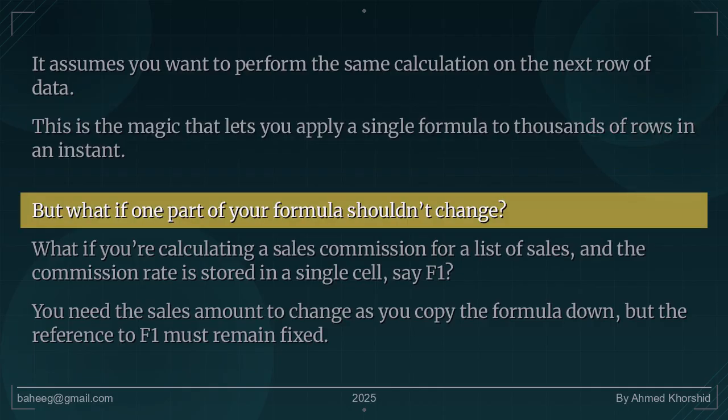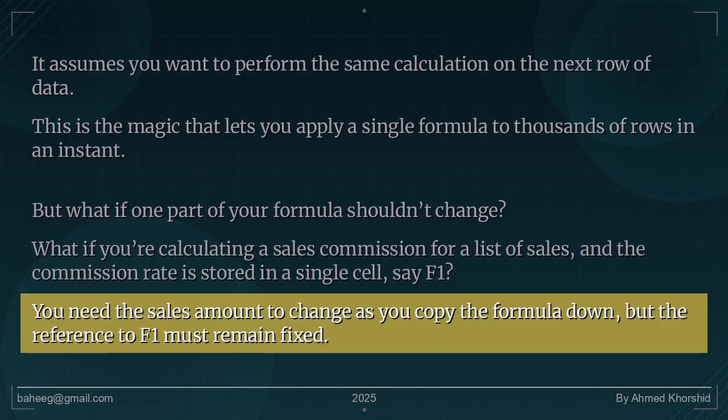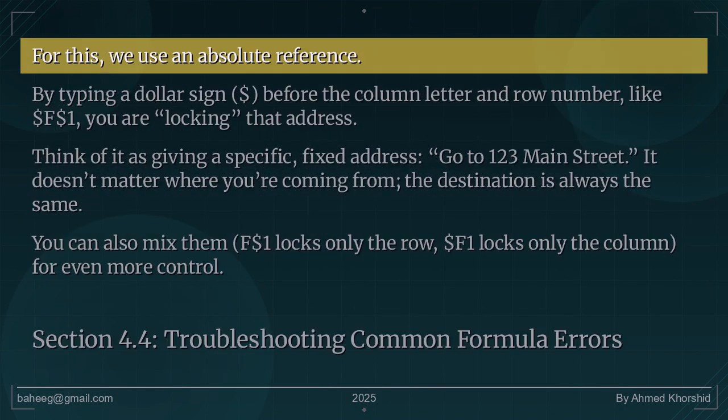But what if one part of your formula shouldn't change? What if you're calculating a sales commission for a list of sales, and the commission rate is stored in a single cell, say F1? You need the sales amount to change as you copy the formula down, but the reference to F1 must remain fixed. For this, we use an absolute reference.